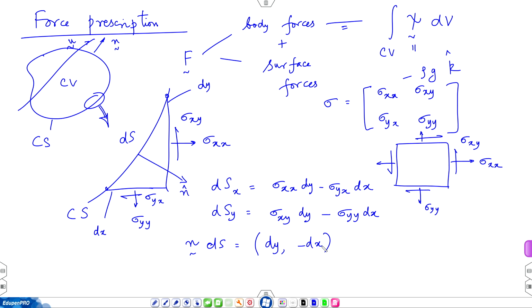Which means dS_x, dS_y can be written as n dot sigma dS. You can just do a dot product of n and sigma. This sigma is given to you, n is given to you. You do a dot product of n and sigma. So, 1 by 2 and 2 by 2 matrices, you multiply them together and you will get that expression dS_x, dS_y, simple multiplication.